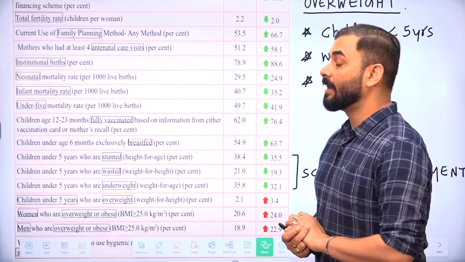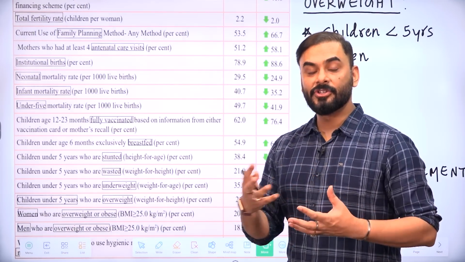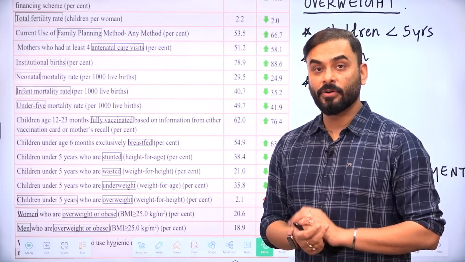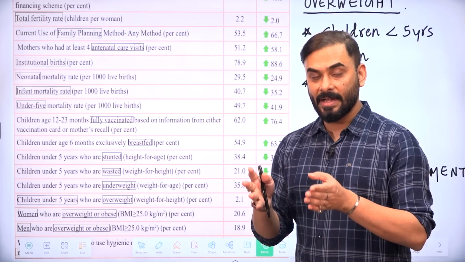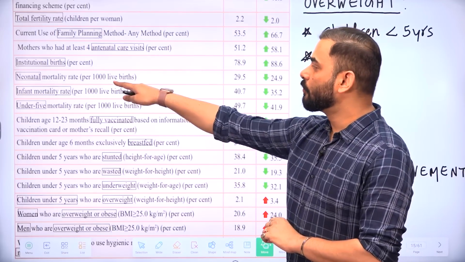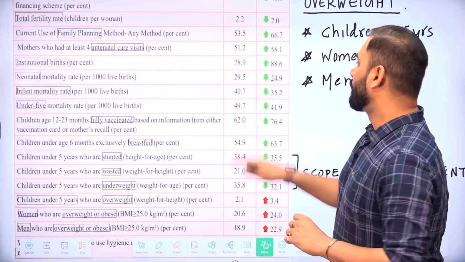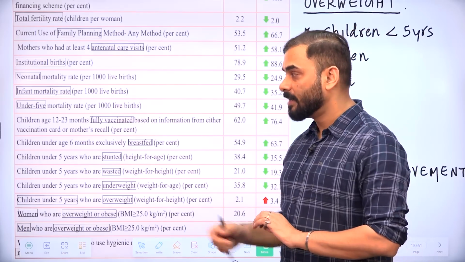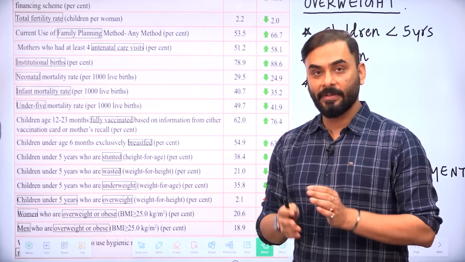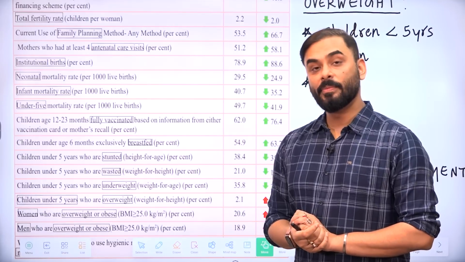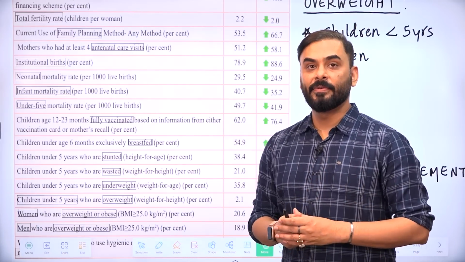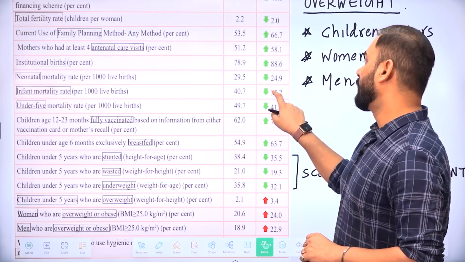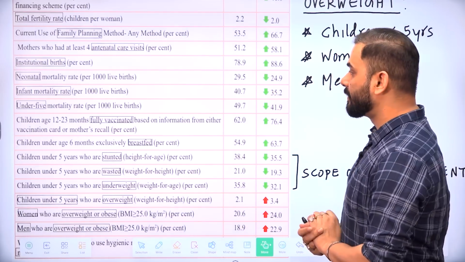Then neonatal mortality rate. So for example, when a child is born, in the first 27 days, we observe a lot of child mortality and deaths in India. That is called as neonatal mortality rate. So from 29 it has reduced to 24. It's an improvement. Infant mortality rate, so it shows that if 1,000 children are born, how many children lose their life before attaining the age of 1 year. So from 40 it has become 35. We should memorize this figure, that currently it is 35.